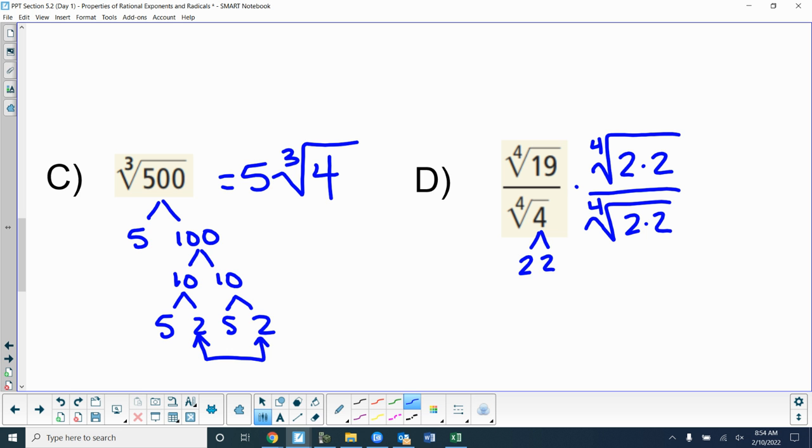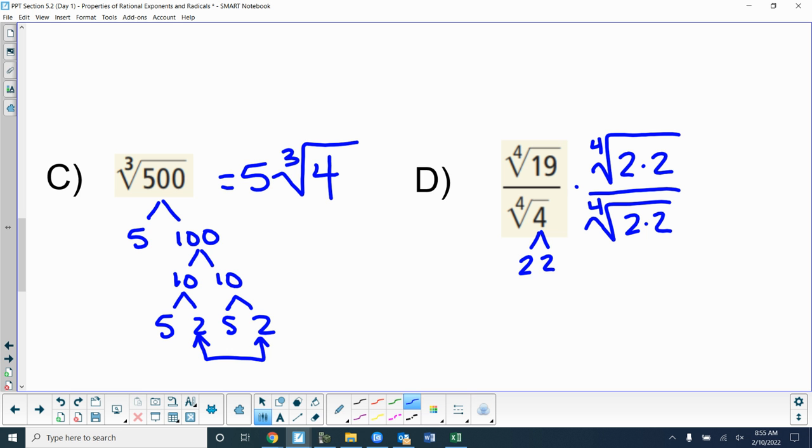Everybody understand why? Any questions? Emma, you understand why? How many 2's do I need? Well, I mean total though. 4. So I had 2, but to get 4, I need 2 more.